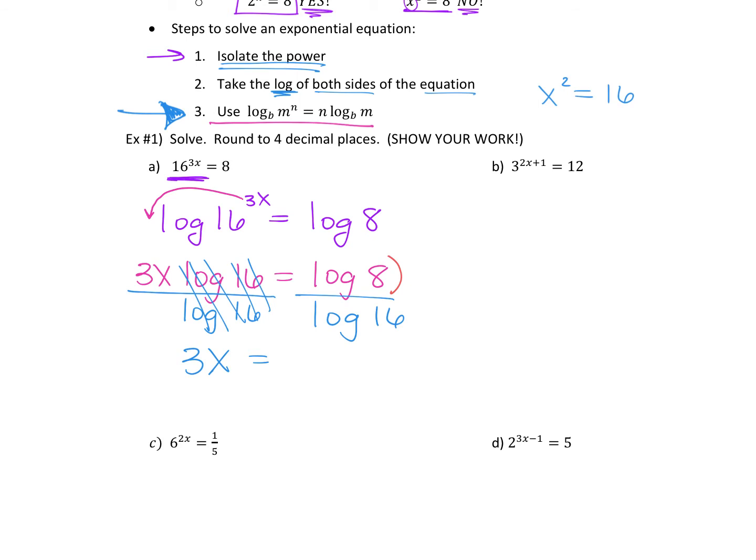Okay, so get your calculator out. Type this in to make sure you're putting it in correctly. You're going to do log 8 parenthesis divided by log 16. Tell me what you get. 0.75. Yeah, so when you plug that in, you should get 0.75, and we're solving for x, so you need to take it one step further. Take that 0.75 and divide by 3, and x will be 0.25. Okay? Questions on that?